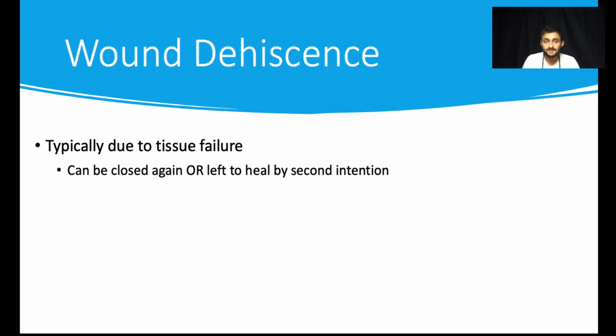Now moving on to dehiscence. So typically it's due to tissue failure. Okay, so it can be closed again in the OR or left to heal by second intention. And of course, if we leave it to heal by second intention and close it up with primary closure with sutures, that of course now is called third intention healing, right? We talked about that a little bit in the first video, if I remember correctly.